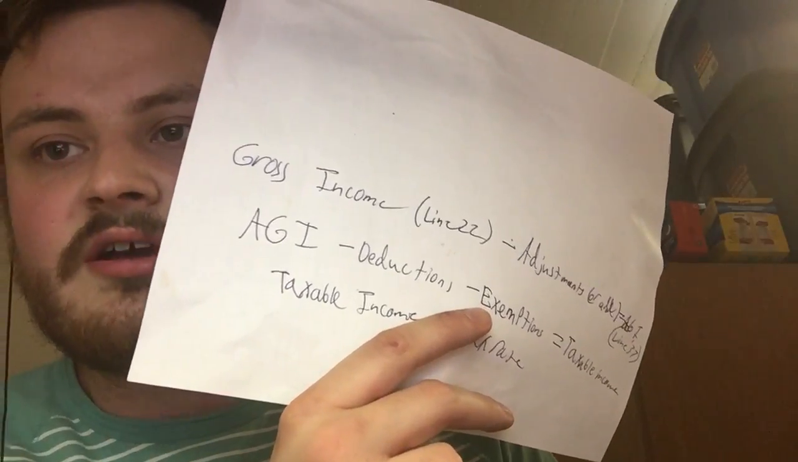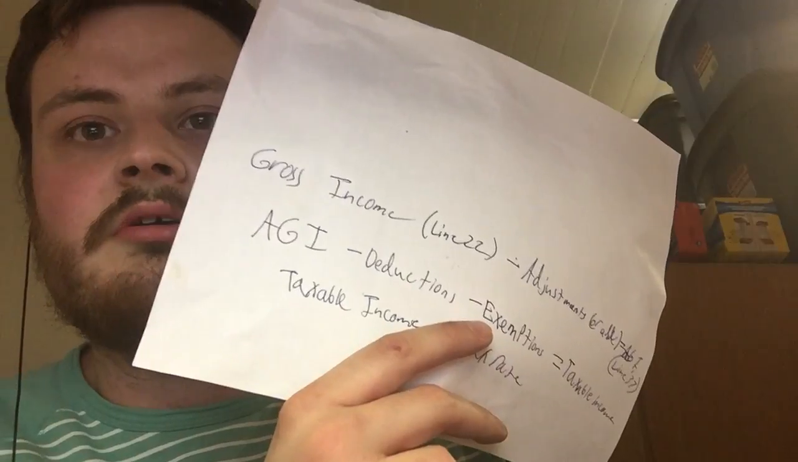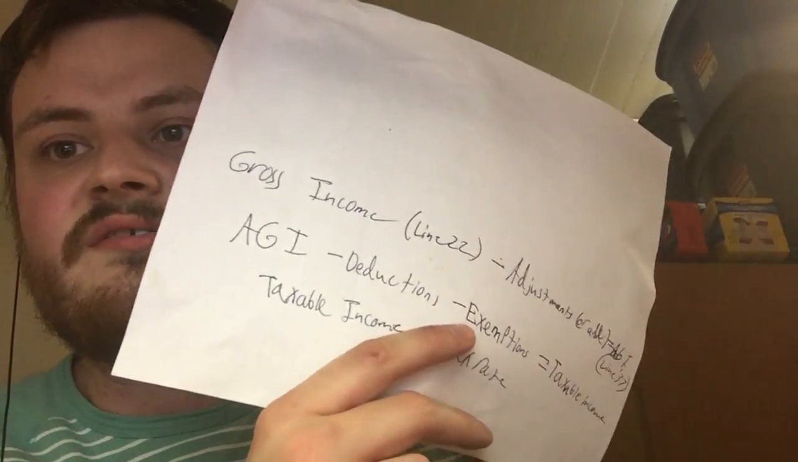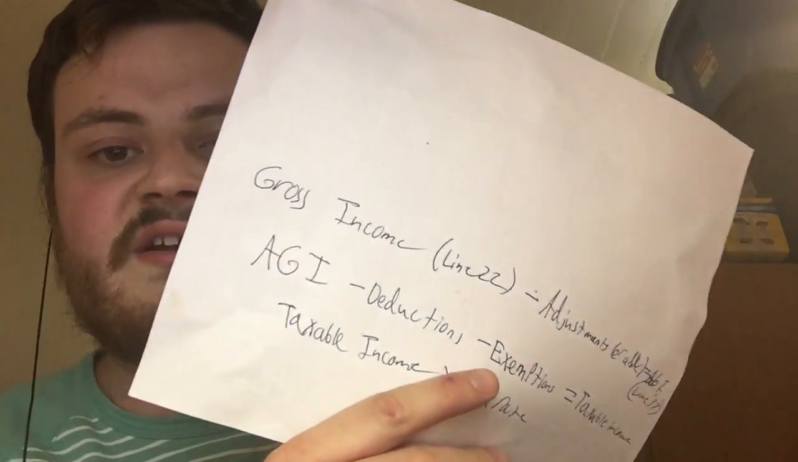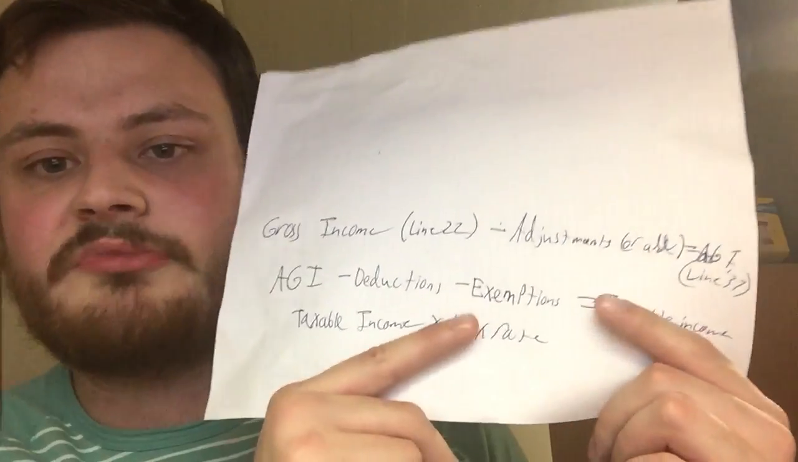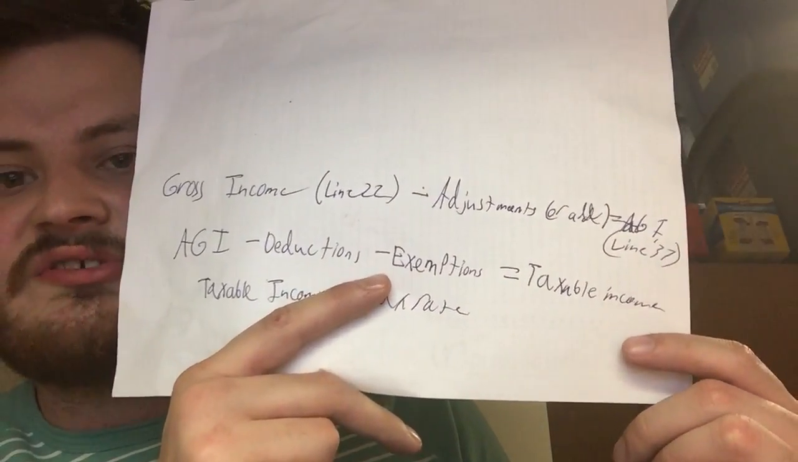So essentially, if you have 5 kids, you can make up to $40,000 with no taxes due, unless you have self-employment income. After exemptions, that gives you your taxable income. Taxable income is what we figure taxes on. This one gets a little complicated.